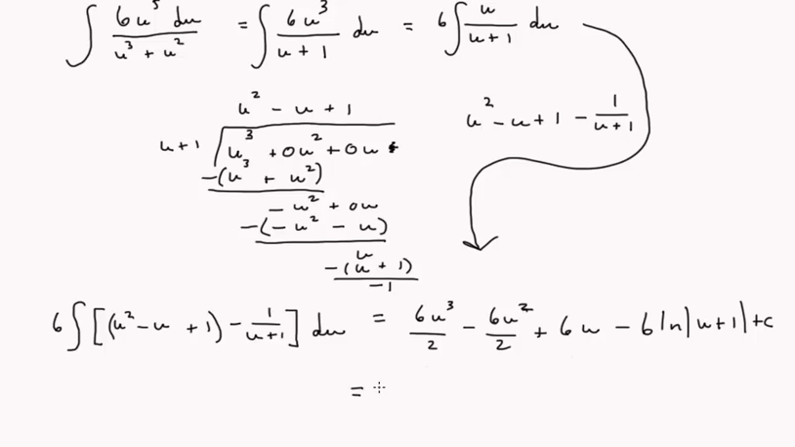And of course now we have to put this back in terms of x. So 2x to the 1/2 minus 3x to the 1/3 plus 6x to the 1/6 minus 6 natural log absolute value of x to the 1/6 plus 1 plus c. That's the end of part 1 of lesson 3.